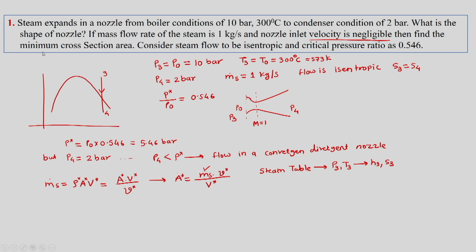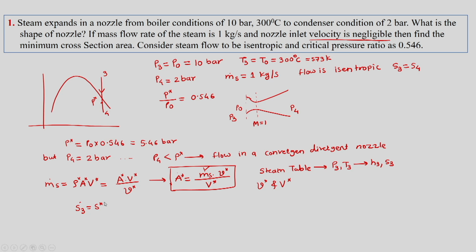Here we are asked for the minimum cross section area, which is for the throat, and this is the expression for the minimum cross section area for the throat. So, now our target is to find out V star and v star, specific volume and velocity at the throat. Let us see how we can find out. Now, we know the P star. Let us assume that we are somewhere here at the star. We know that S star is equal to S3.